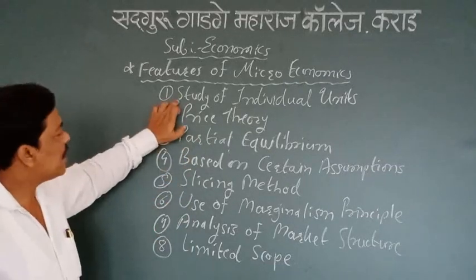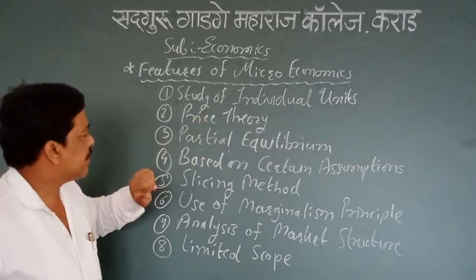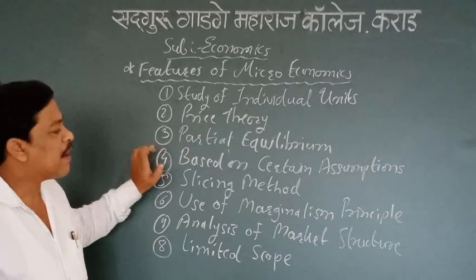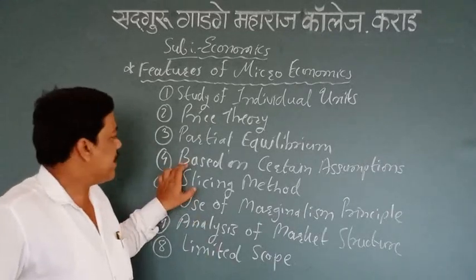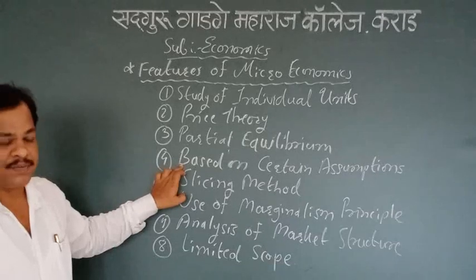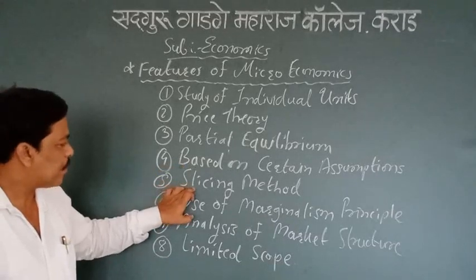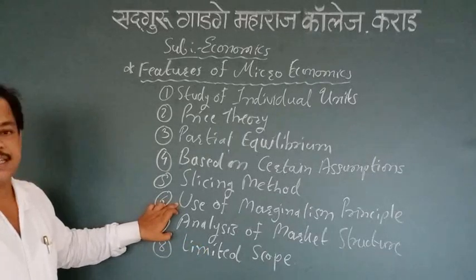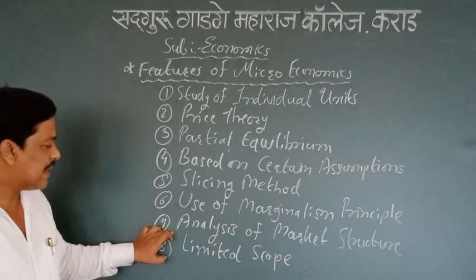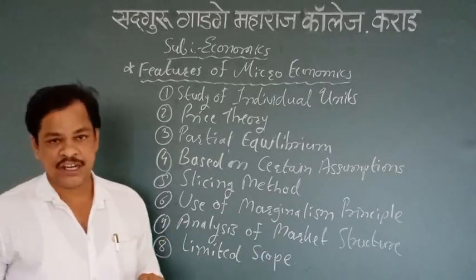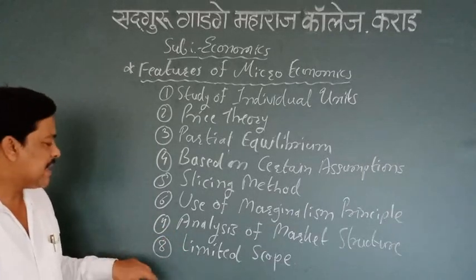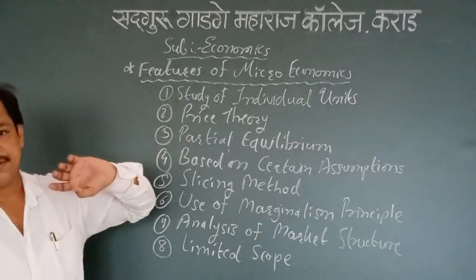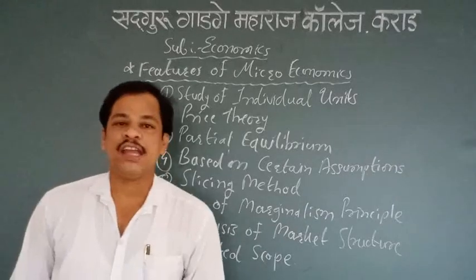The first point is the study of individual units. Second is the price theory. Third is partial equilibrium. Fourth is based on certain assumptions. Point number 5 is the slicing method. Point number 6 is the use of the marginalism principle. Point number 7 is the analysis of market structure, and point number 8 is limited scope. Now I will discuss all the points one by one. First I will take the study of individual units.